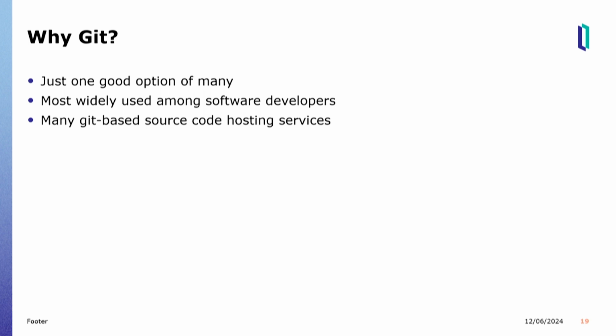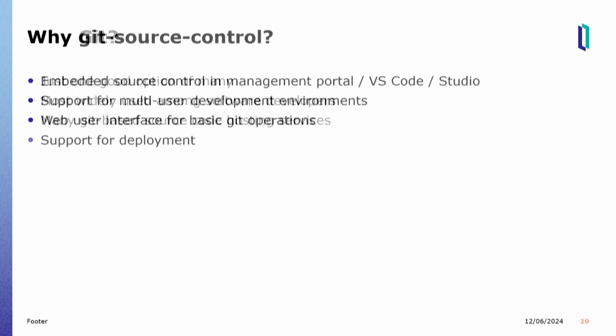Besides that, there's a bunch of different source code hosting services that are built on top of Git. So for example, GitHub, GitLab. In this example, we're going to be using GitHub as a Git remote repository. And it also includes some automation for defining continuous integration pipelines. So second, we're going to be using Git source control. Git source control is an open source project, primarily maintained by our team at InterSystems, not really a supported InterSystems product, but an open source project.